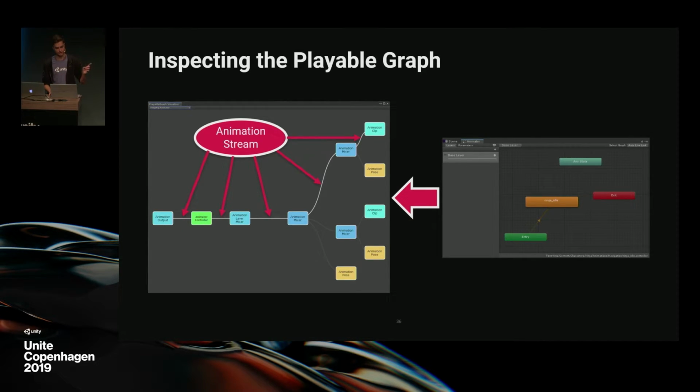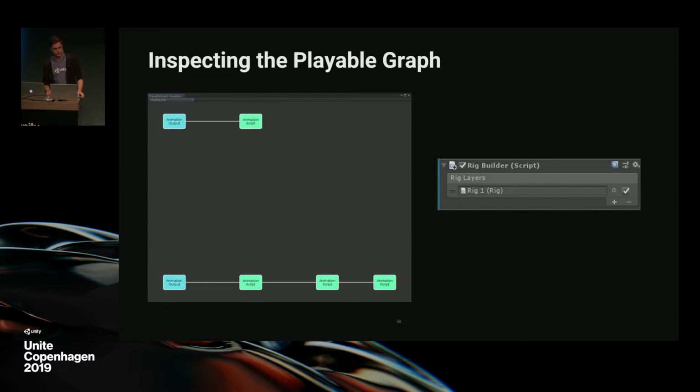So if you have a look at the top left, there's a drop-down where you can find other playable graphs. Our animation rigging framework acts as a post-process on the state machine graph from before. So when we switch to our animation rigging playable graph, this is the graph we get for a simple clapping animation.